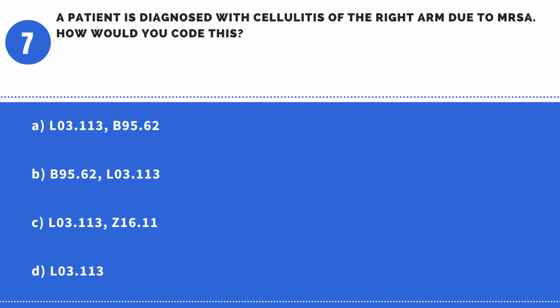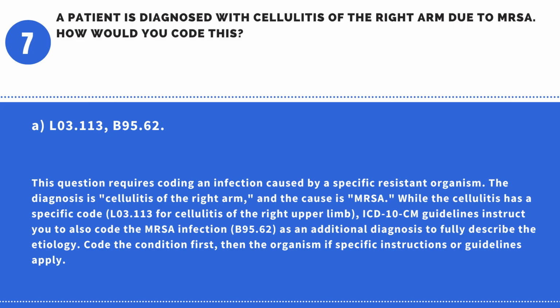Answer: A. L03.113, B95.62. This question requires coding an infection caused by a specific resistant organism. The diagnosis is cellulitis of the right arm, and the cause is MRSA.